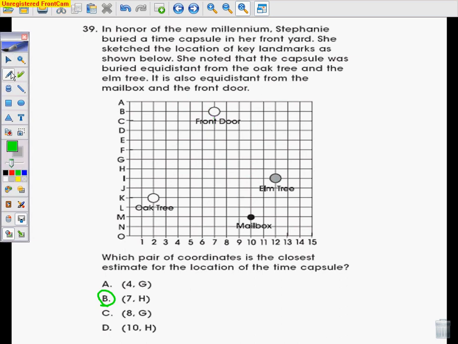All right. So C, that says 8G. So 8G, that'd be here. Does that look like it could be equidistant from the oak tree and the elm tree? That's pretty close to the elm tree. So not that one. And lastly, we have 10H. So 10H is here. And that's really close to the elm tree and not close to the oak tree at all. Okay? So our answer, B, 7H.